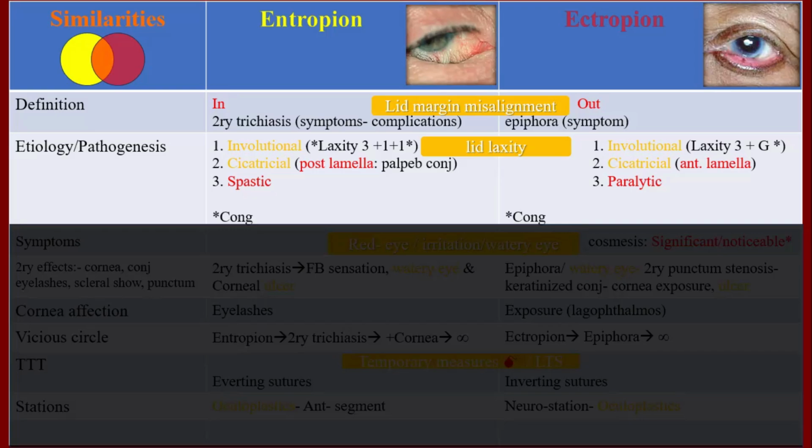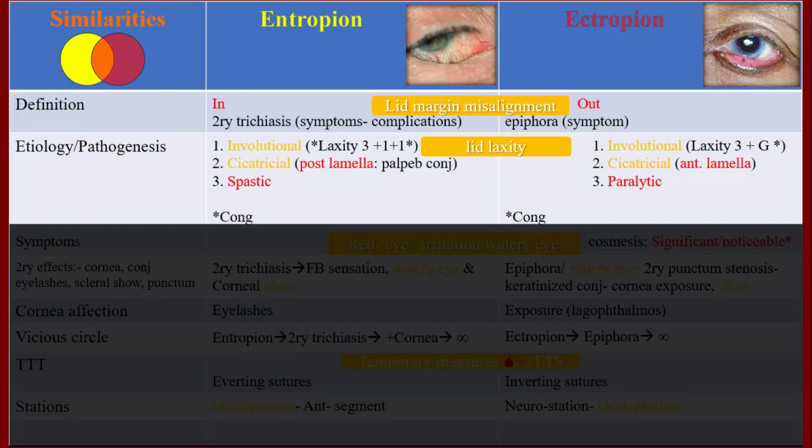And here the asterisk, or the star, because sometimes we say laxity in the presence of a poorly supported globe, like a small globe, can result in involutional entropion. On the other hand, we have the 3 points under the laxity in involutional ectropion plus gravity, and we added also retractors dehiscence, and we added also well-supported globe, like large globe. Cicatricial etiology is present in both, but the level is different.